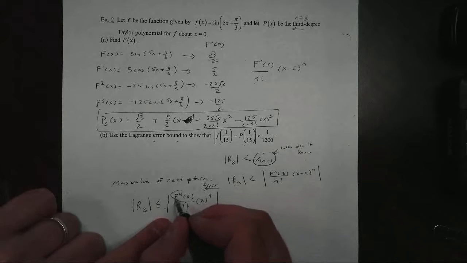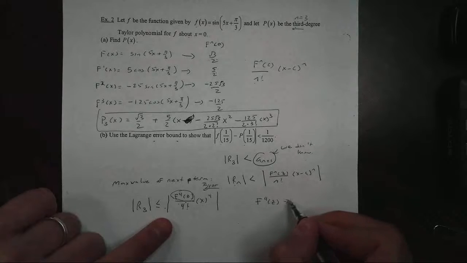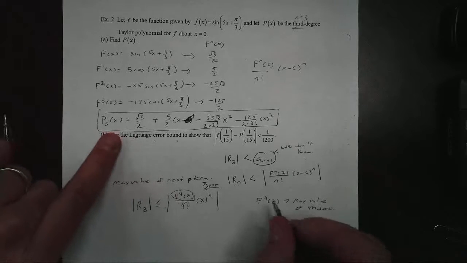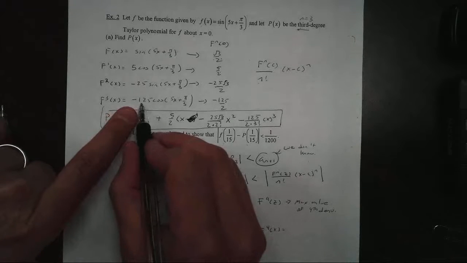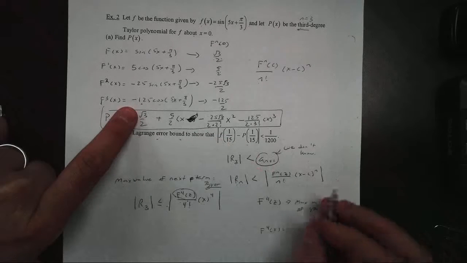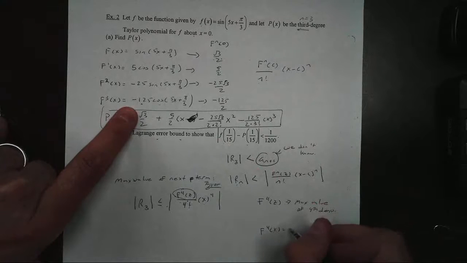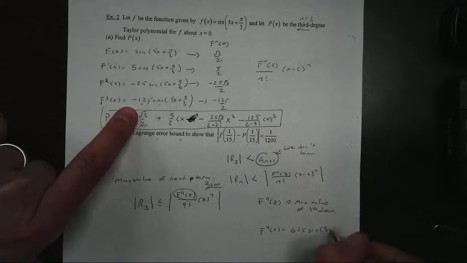The problem is this f4 of z. This is the maximum value of the fourth derivative. So we need the fourth derivative. To get the fourth derivative, I come up here and, using chain rule, we're going to get, what is that? 625 sine of 5x plus pi over 3.